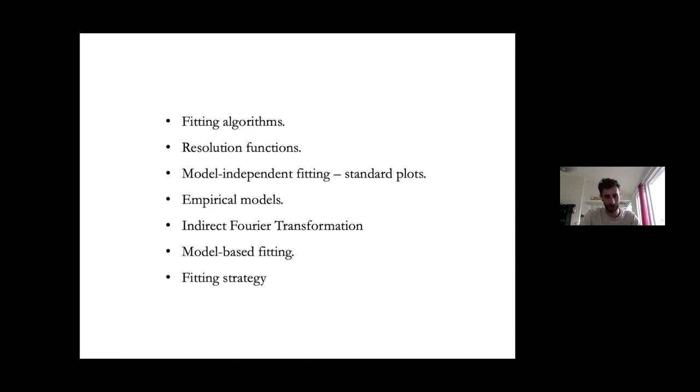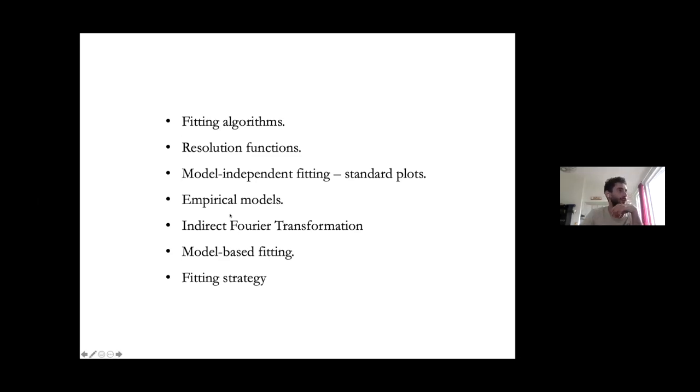Okay, so this was a brief reminder of what we talked about the last couple of days. Now we're going to talk about data analysis. I'm going to present a few different things. The first one will be the fitting algorithms, which is basically the engine that we use to optimize our model. Then the resolution functions that we usually apply to account for the resolution of the measurement. And then we're going to talk about a few different approaches to fit the data. IFT, the indirect Fourier transform, is something that Wojtek will talk about in more detail in the next lecture, so I will not give any details about that.